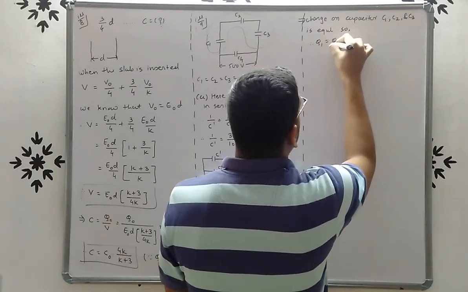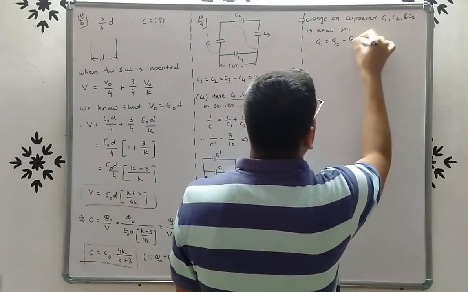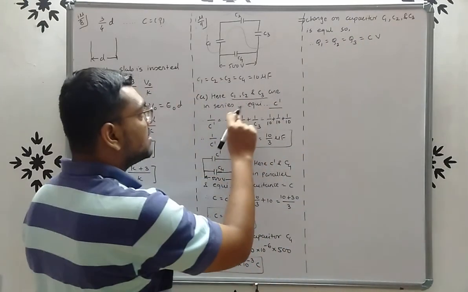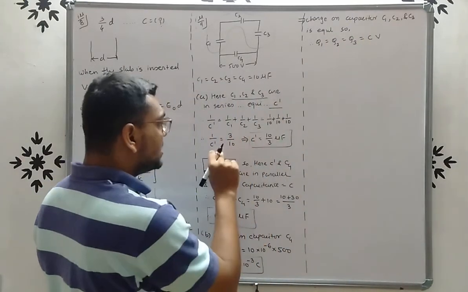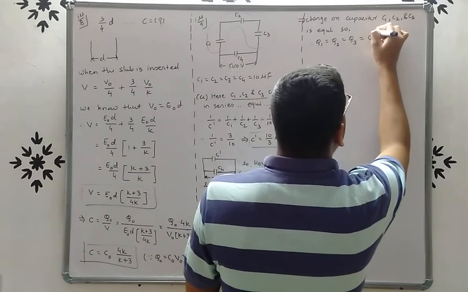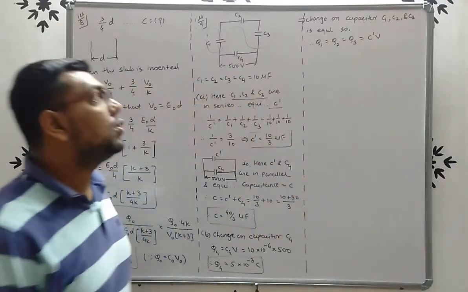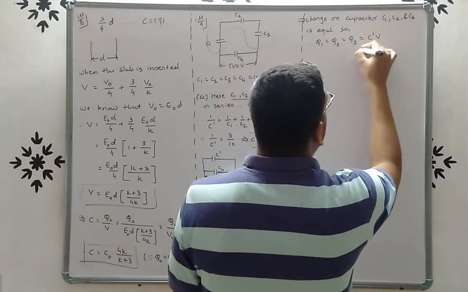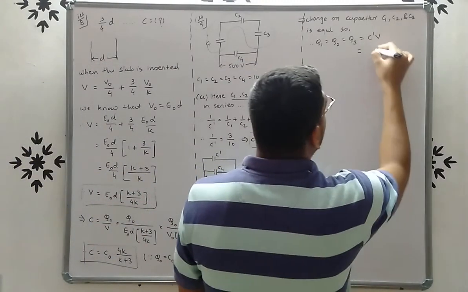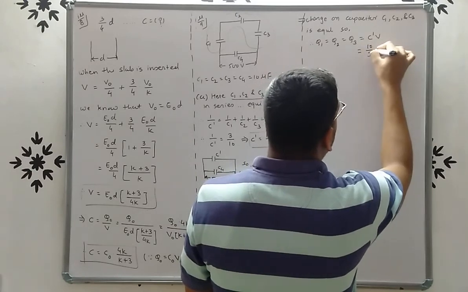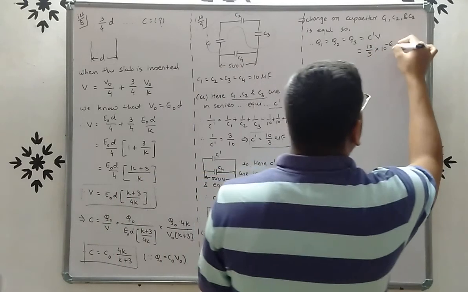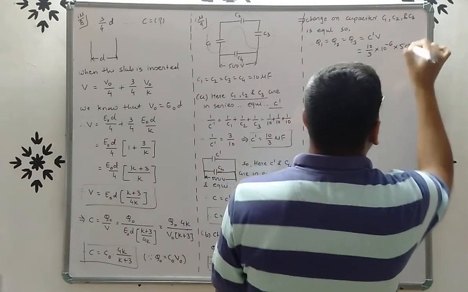So Q1 is equal to Q2 is equal to Q3 is equal to CV. But here the equivalent capacitance of C1, C2 and C3 is C dash. So Q1 is equal to Q2 is equal to Q3 is equal to C dash into V. So value of C dash is 10 by 3 microfarad. So 10 raised to minus 6 into value of V, that is 500.